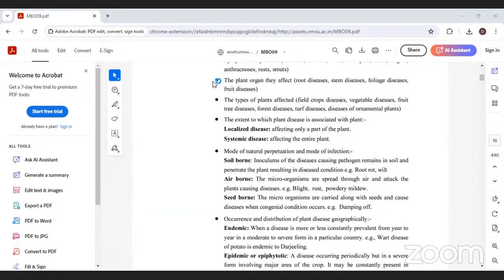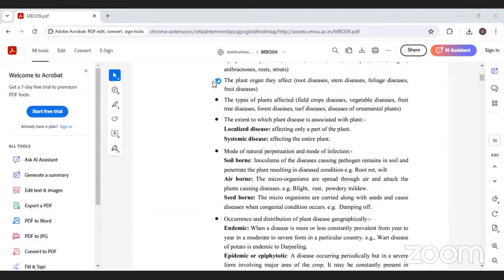Soil-borne disease: the inoculum of the disease-causing pathogen remains in the soil and penetrates the plant, resulting in a diseased condition. That is called root rot disease and wilt disease. Okay, root rot or wilt disease. This is a soil-borne disease.